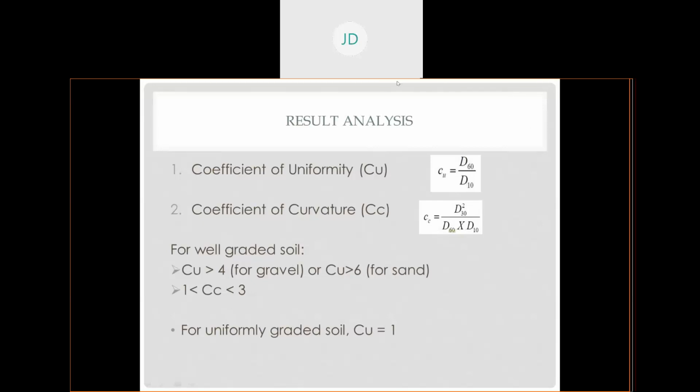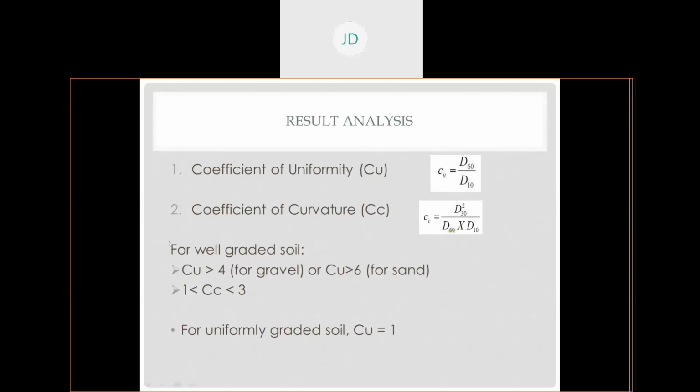D30 square by D60 multiplied by D10. This is the formula to find out Cu and Cc. Why are we giving so much attention to this? Because after getting the values of Cu and Cc, we can find out whether it is well graded soil or poorly graded soil.